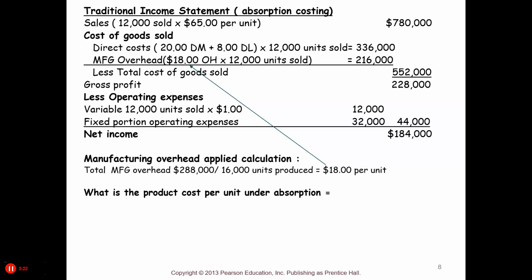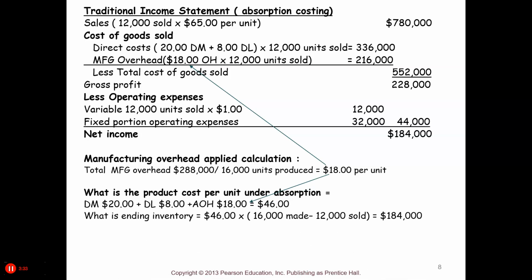So what is our product cost? It's going to be the direct materials, direct labor, plus the average overhead, and we get $46. What is ending inventory? It's going to be $46 times 16,000 made minus 12,000 sold, which is 4,000 units. Cost of goods sold is $552. Net income is $184.